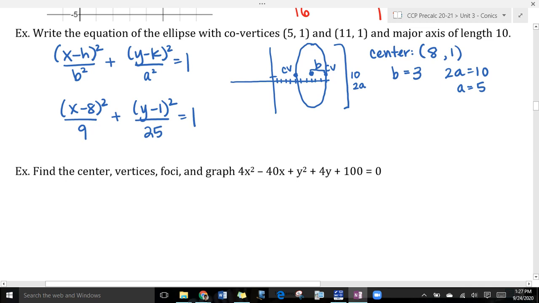If you can do it without the sketch, that's totally fine, but don't feel any shame if you need to draw that just to see it. All right, let's move on to the next problem.